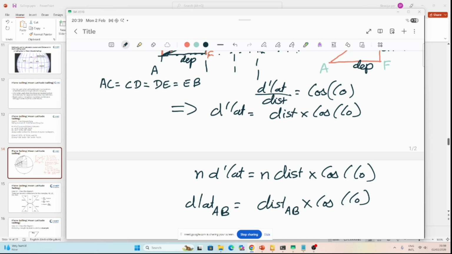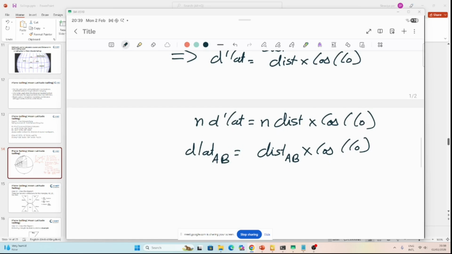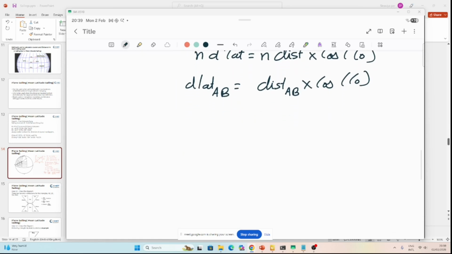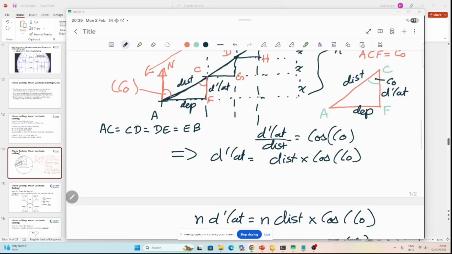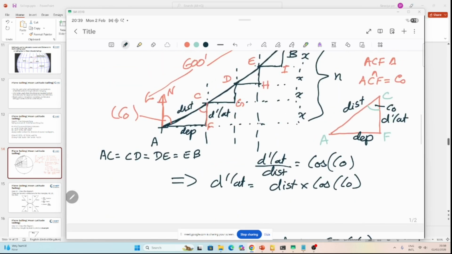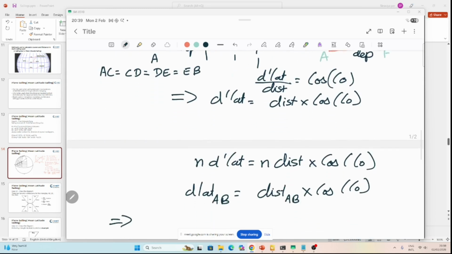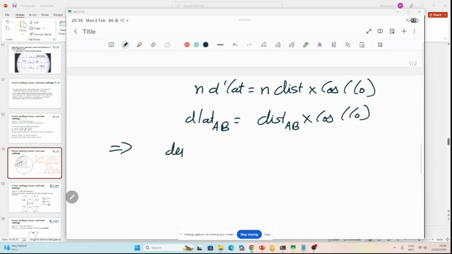Okay. If you have any questions, please ask, okay? You can always ask questions, so don't worry. Then next, let's look at what will happen to departure. So now you can see departure divided by distance is equal to sine. Departure divided by distance is equal to sine.